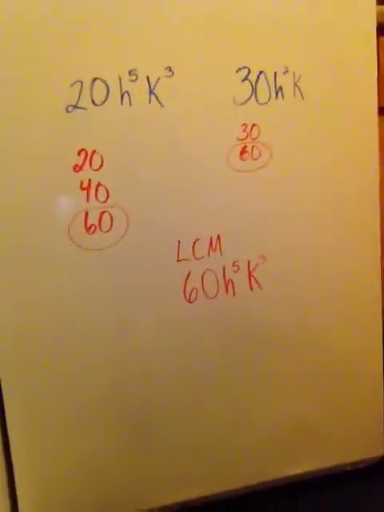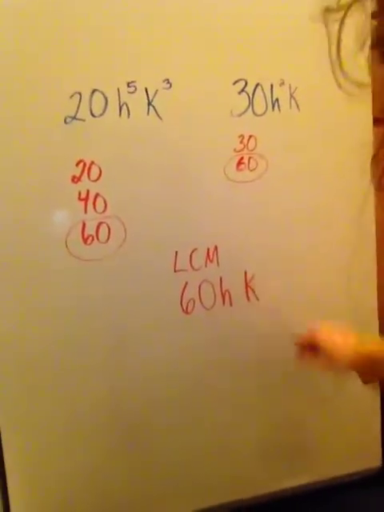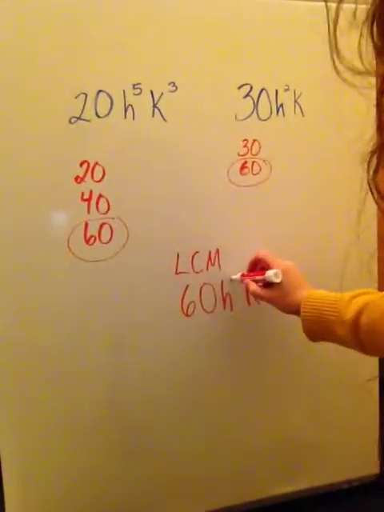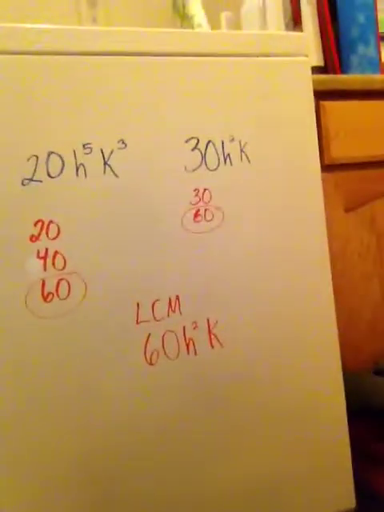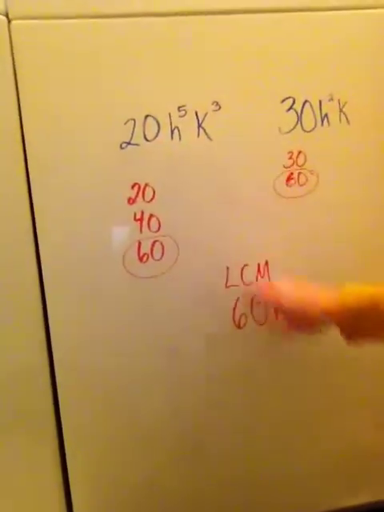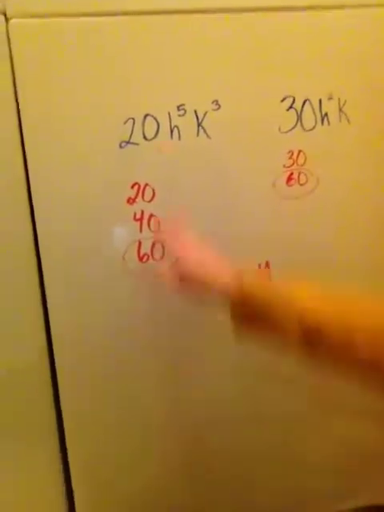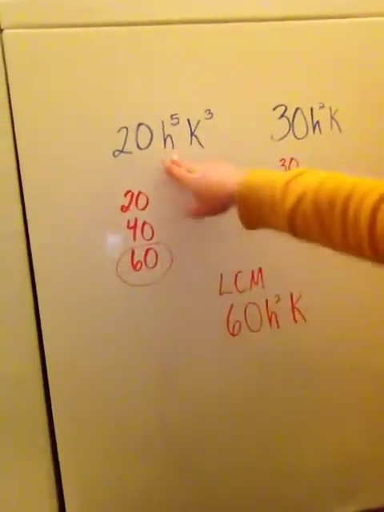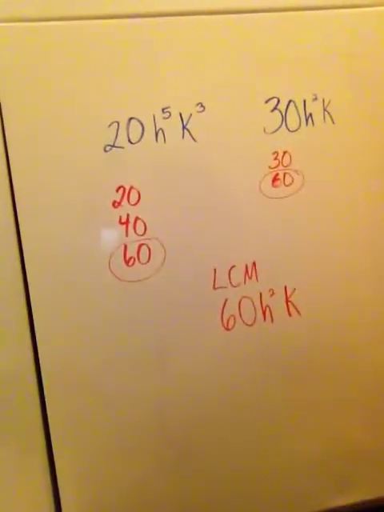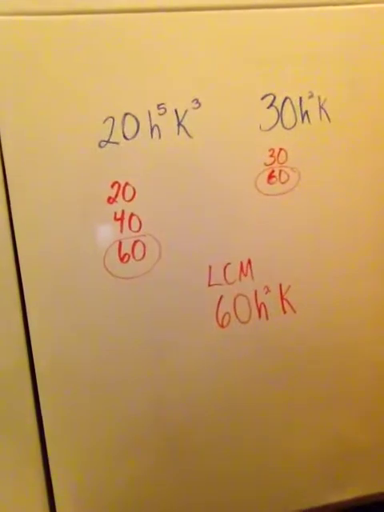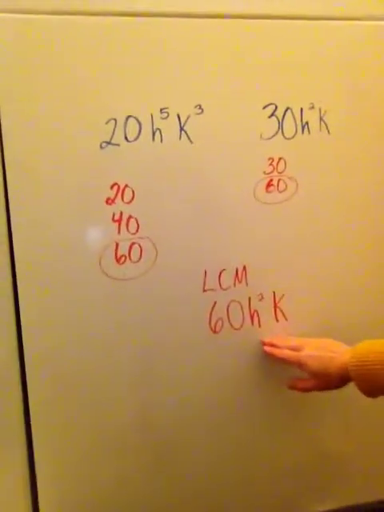Say I messed up and I wasn't thinking straight, and I was thinking, oh, I'm going to take the lower number, so I'm going to do h squared and just a k. Okay? I can't make this from this by multiplying anything. I can do the 20 times 3 and get my 60, but I can't multiply this h to the 5th by anything to make it h to the 2nd. I'd have to divide. We're not doing that. We're multiplying. Remember, it's the least common multiple. So you've got to be able to multiply this by something to get this.